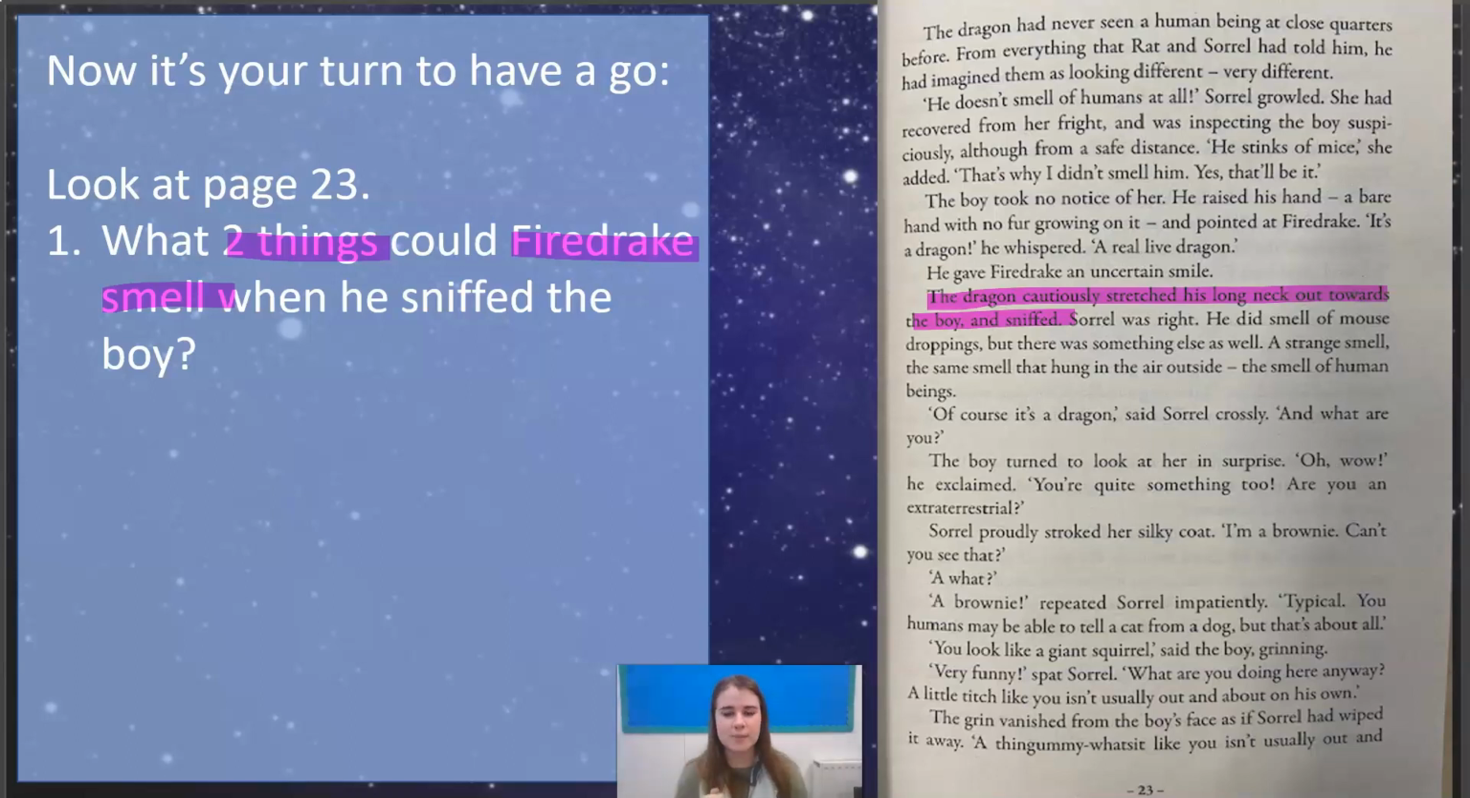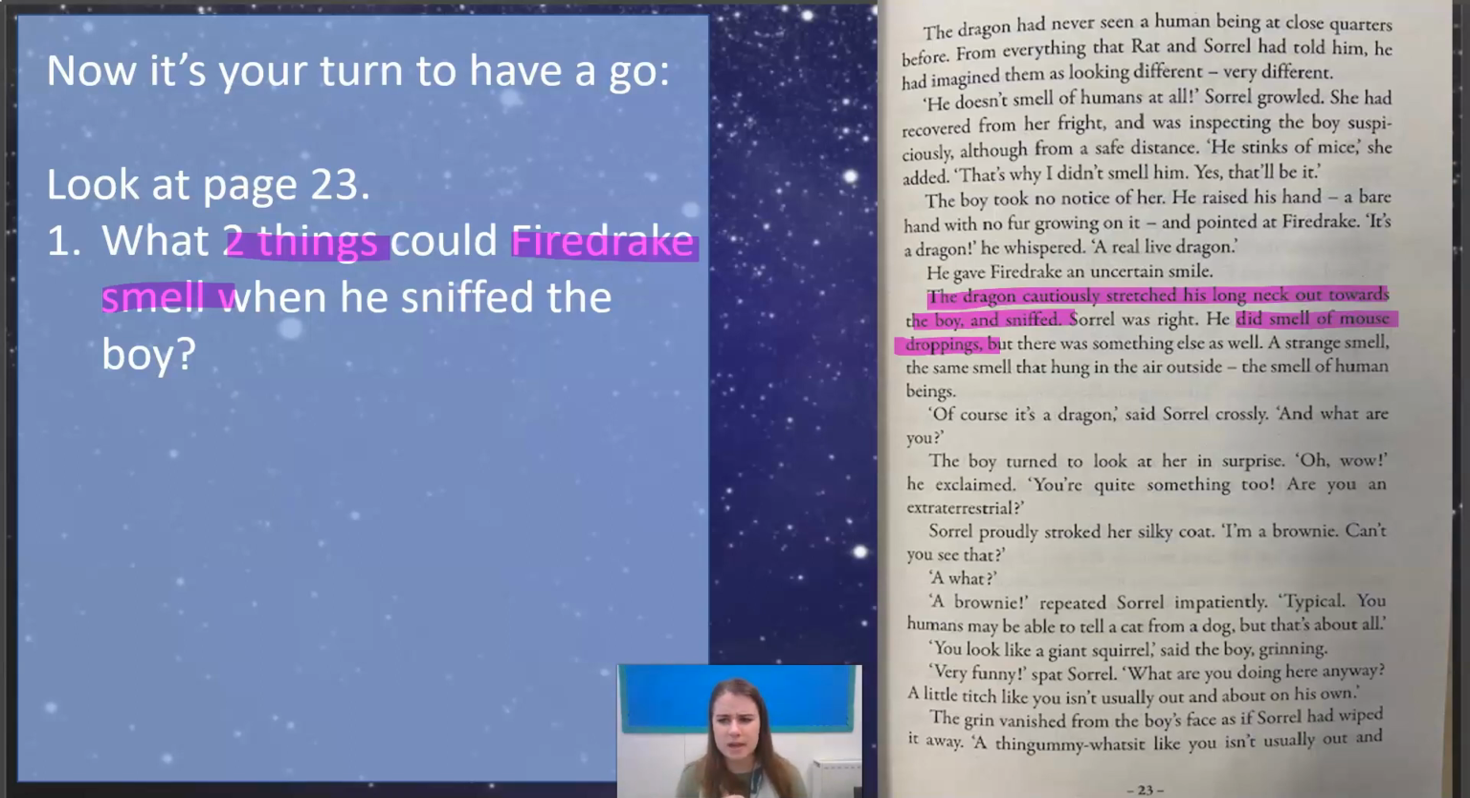Good, I need to read on a little bit further. Sorrel was right. He did smell of mouse droppings. Okay, so I've now identified one thing that this character smells of because it says here, he did smell of mouse droppings. But going back to my question stem, I need 2 things. Okay, I need to keep reading now.